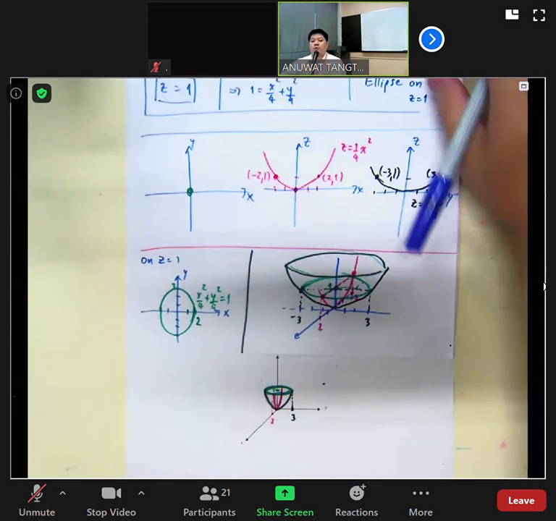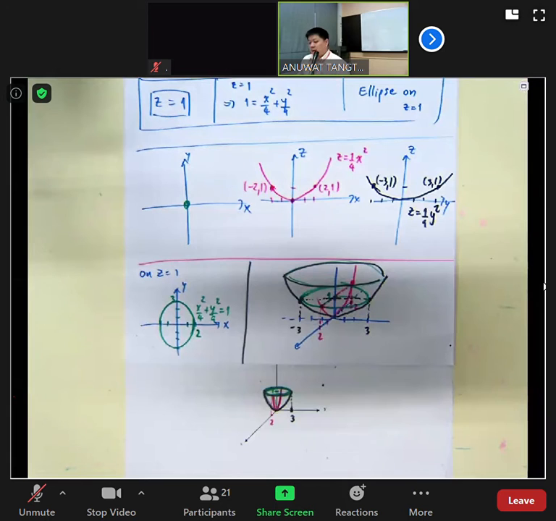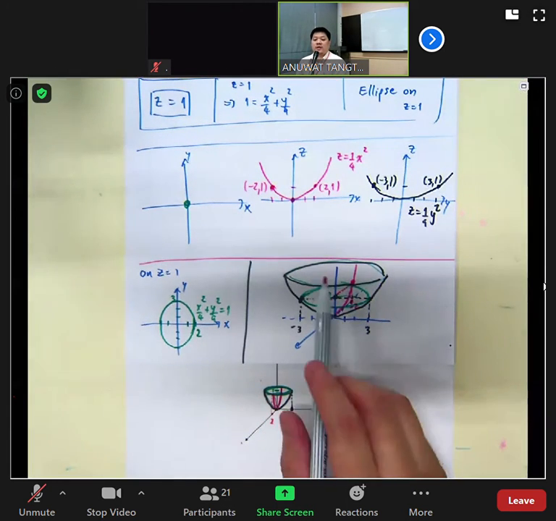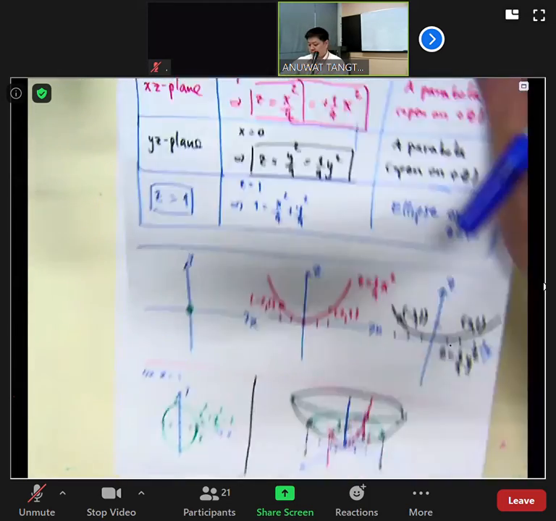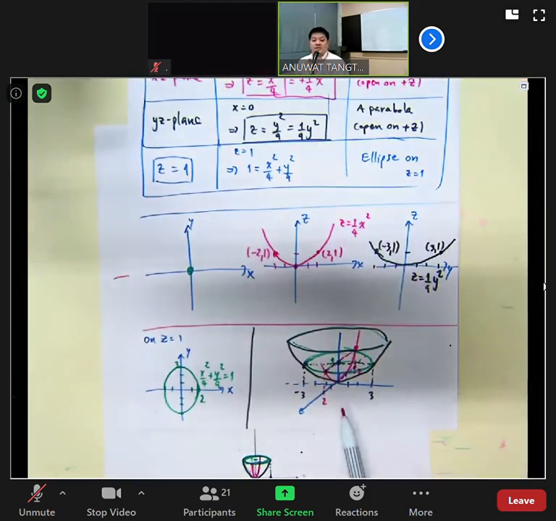Okay, so that would be the graph of the elliptic paraboloid. When you cross section this, we would get an ellipse. So we call it an elliptic paraboloid. Okay, this is the way to draw the graph.